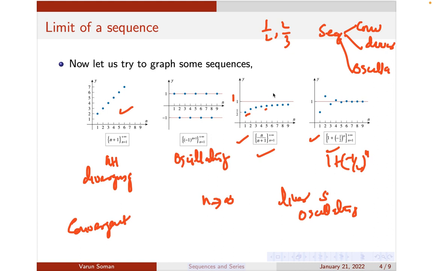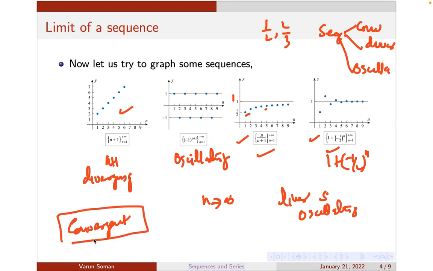So some sequences tend to cluster around a finite value. Some other sequences will go on up to infinity. Some other sequences will be oscillating. Now we will be considering only convergent sequences.